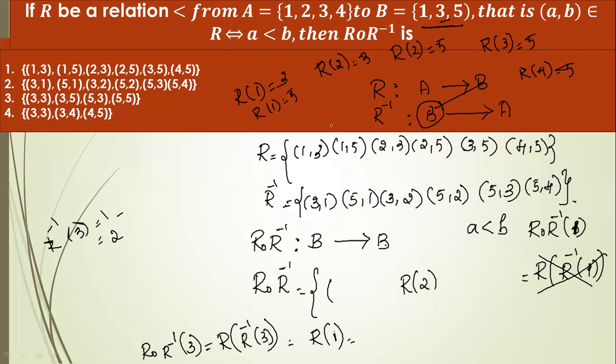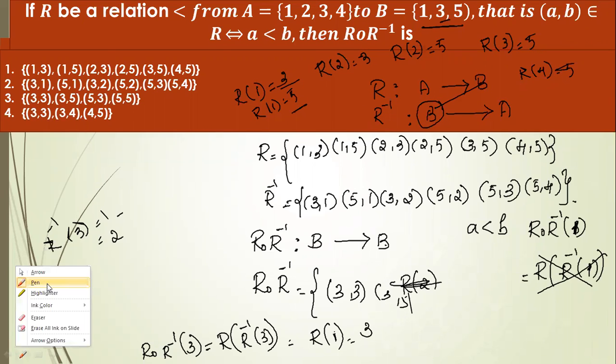So now what is R of 1, students? R of 1 can be 3 or 5, correct? R of 1 is 3, R of 1 is 5 also. So it can be either 3 or 5. So what are the ordered pairs we have? The first one is (3,3) and the second one is (3,5). So which is the correct option? Option 3 is the correct option. Similarly, you can see with the next element, R inverse of 5. If you take it, the correct option is the third one.